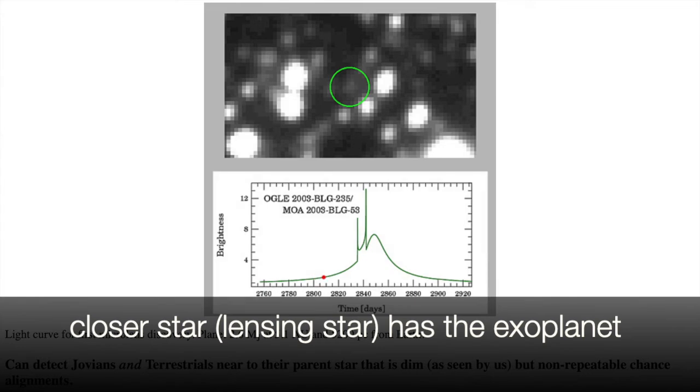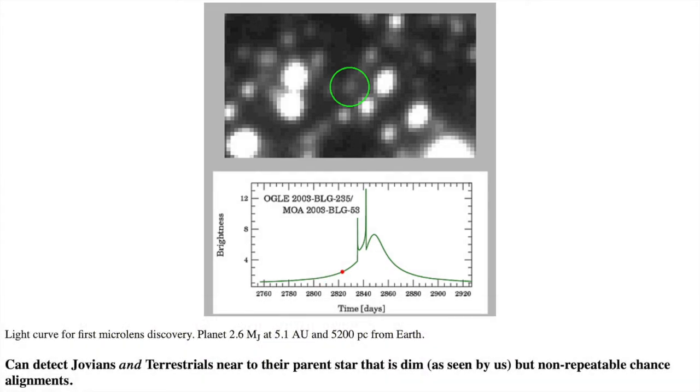If the closer star has an exoplanet orbiting it that has an orbit aligned such that the exoplanet also goes in front of the more distant star, you can see a bump up, a spike or two, in the underlying rise or fall of the closer star's effect. How the distant star's light brightness changes can tell us the exoplanet's mass and orbit size.